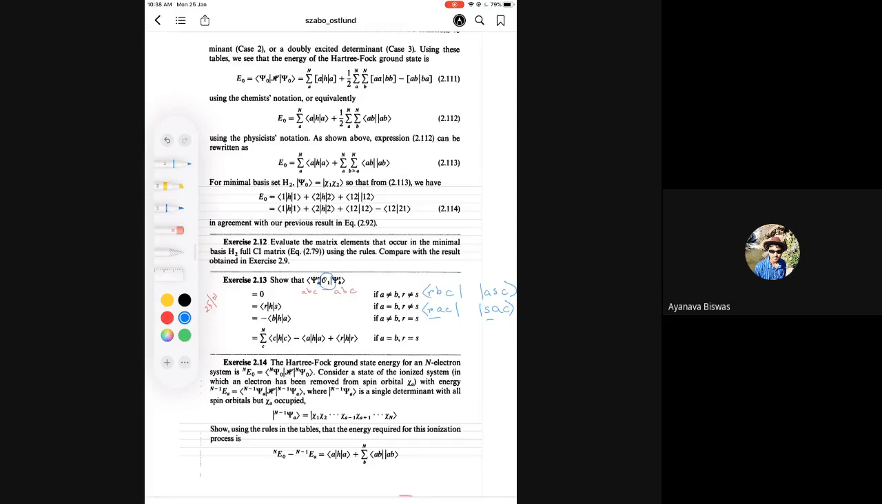But all terms will not be zero when we consider the total one. When you consider the total one, no, it will not be 0.